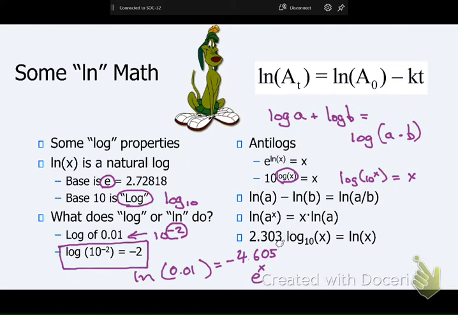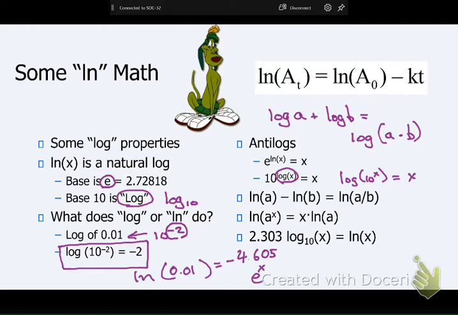If you need to convert between base 10 logs and natural logs, you just have to multiply the base 10 log by 2.303. That number goes on forever. I think it's irrational. But you multiply by that, and you end up with the natural log of the number. So just so you know, there's all these different log properties. I'll just leave them like that, and you guys can come back to them.